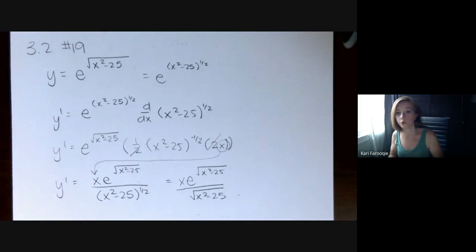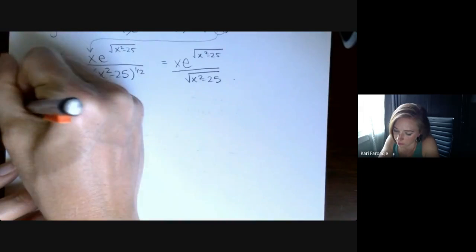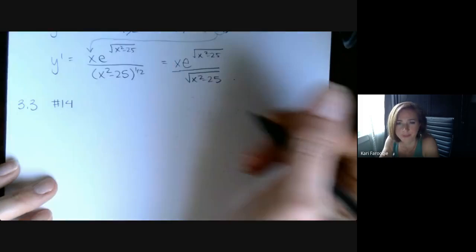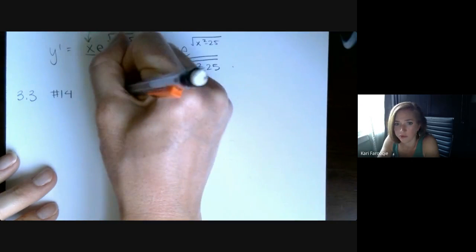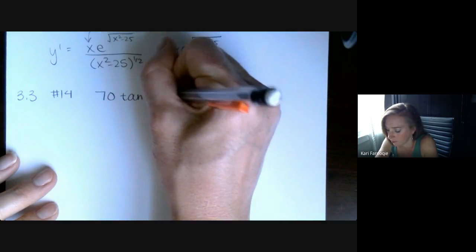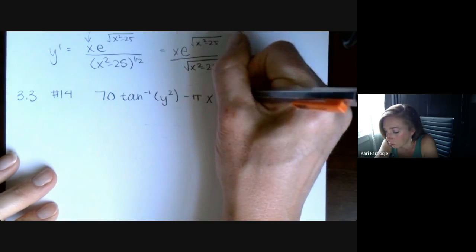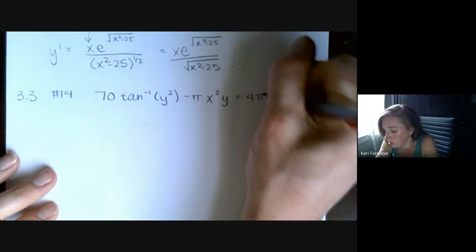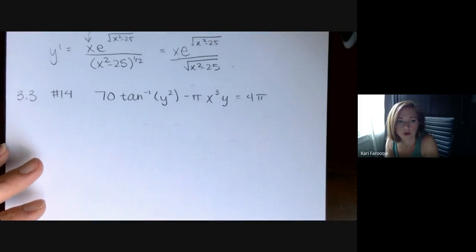Okay. Ooh, that one looks like a doozy. Use implicit differentiation to find dy/dx. We have minus 70. Yours might be not as crazy. 70 inverse tangent y squared minus pi x cubed y, little product rule there, equals 4 pi. Well, the nice thing is the 4 pi, yours might be a different constant multiple. That derivative will be 0. So I'm kind of thinking ahead as I work through this.